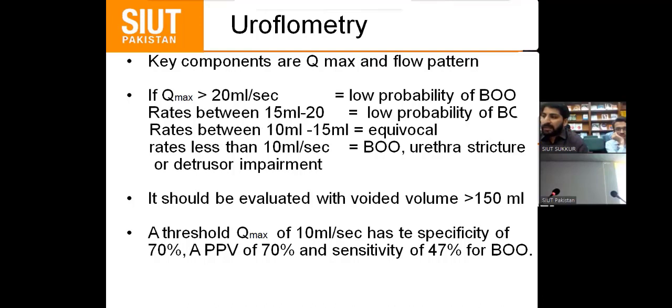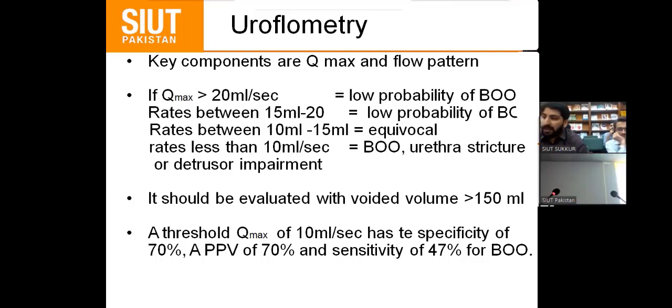The key components are Qmax and flow pattern. If the Qmax is greater than 20 ml per second, it means there is a low probability of bladder outlet obstruction. If the rate is between 15 ml and 20 ml, then there is again a low probability of bladder outlet obstruction. But if the patient has significant lower urinary tract symptoms, then further evaluation is required in the rates between 15 ml and 20 ml. If the rate is less than 10 ml per second, then there is a suspicion of bladder outlet obstruction, urethral stricture, or detrusor impairment. It should be evaluated with a voided volume greater than 150 ml. So a 150 ml volume is required for the proper presentation of UFM.